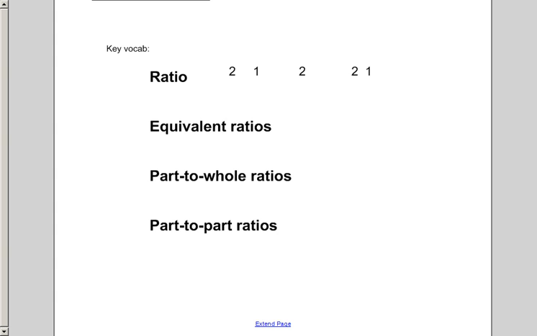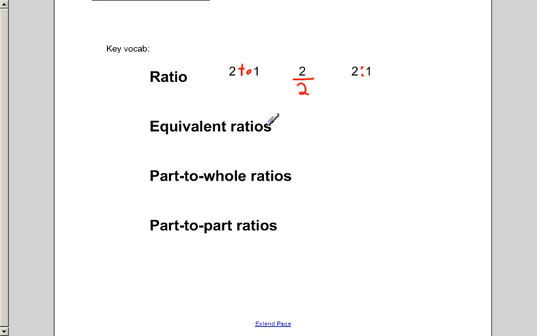Now, there are a few different ways to represent a ratio. We could say that the ratio of boys to girls in the class is 2 to 1. Write it out like that. We could write it as 2 over 1, or we could write it with a colon, and same meaning, 2 to 1.